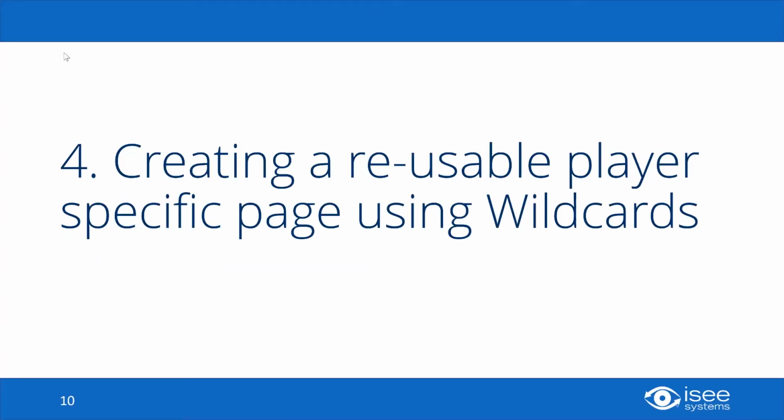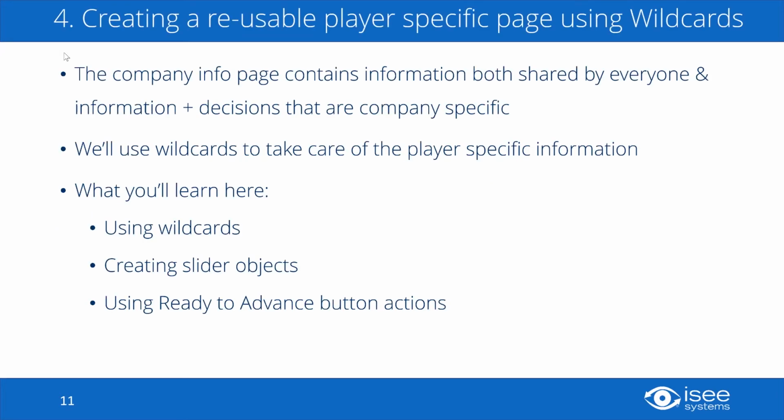The next thing we need to do is create a reusable player-specific page using wildcards. So the company info page contains information both shared by everyone, as well as information and decisions that are company specific. So you remember, cumulative profit, I can only see for myself, but indicated market share is something that's shared. We're going to use wildcards to take care of the player-specific information. So what you're going to learn here is all about wildcards, making sliders, and using ready-to-advance button actions to control the flow of simulation games.